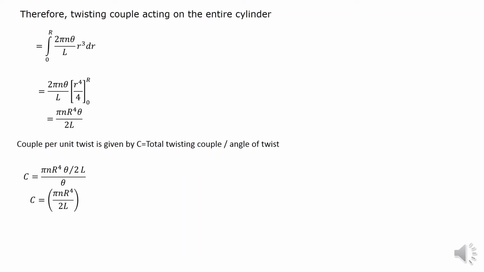Couple per unit twist is given by C is equal to total twisting couple divided by angle of twist, that is equal to pi n R to the power 4 theta divided by 2L, divided by theta, or we get C is equal to pi n R to the power 4 divided by 2L. Remember this equation. Numerical problems can be asked based on this equation.